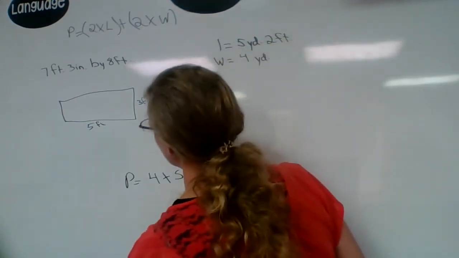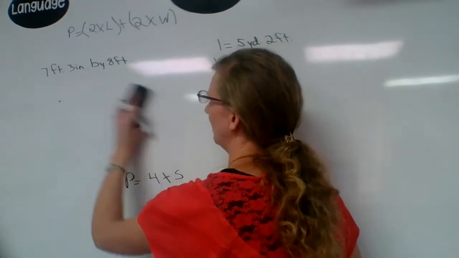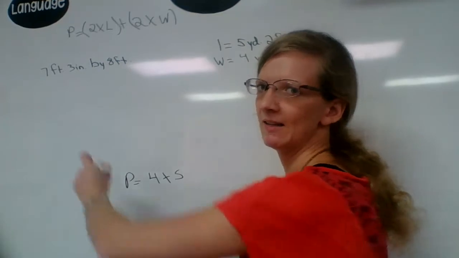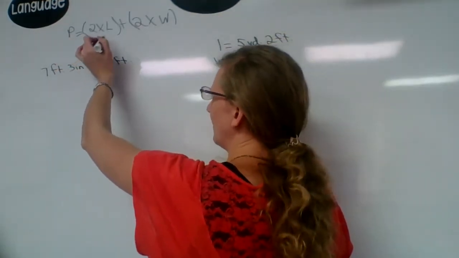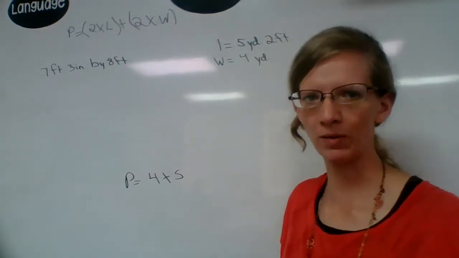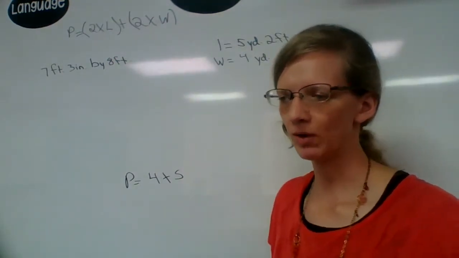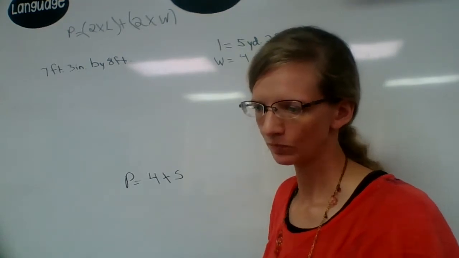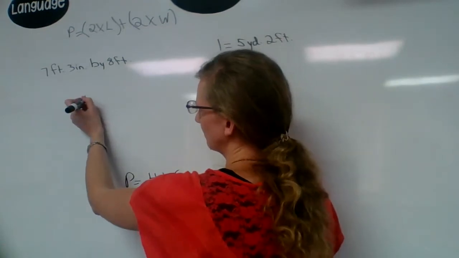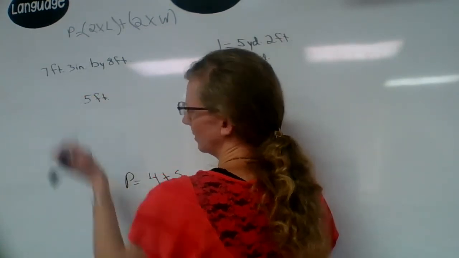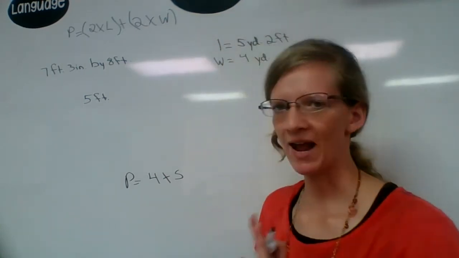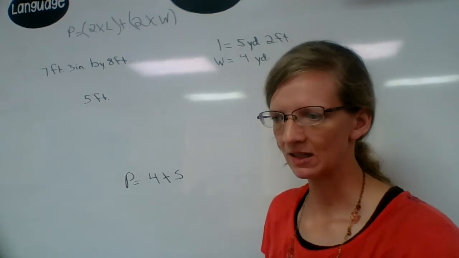So remember, first thing first is your formula. Find what formula you're using. To find the perimeter of a rectangle, it is P equals 2 times length plus 2 times width. That's the formula you always use. So you want to find the perimeter of the rectangle. And it has already told you that the length is 5 feet. And the width is 3 feet and 6 inches. Now we have to change that to all just feet.